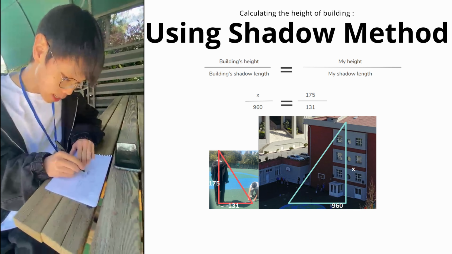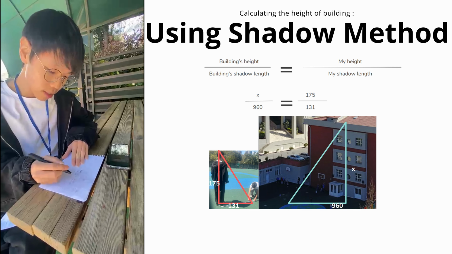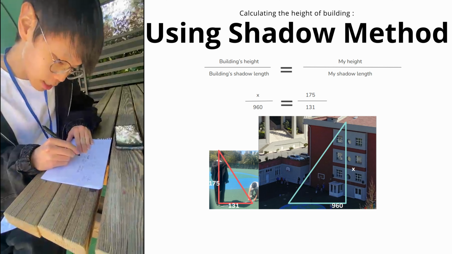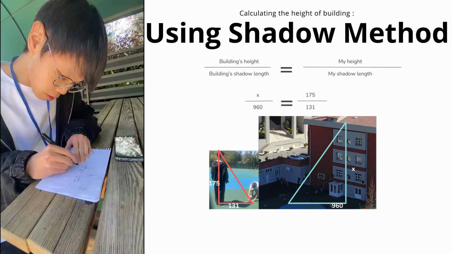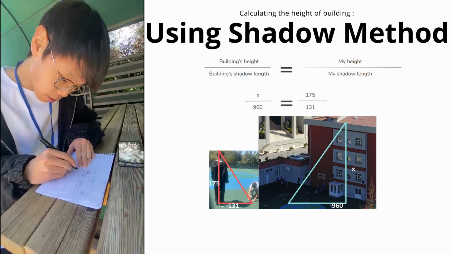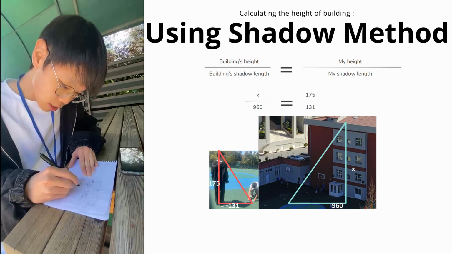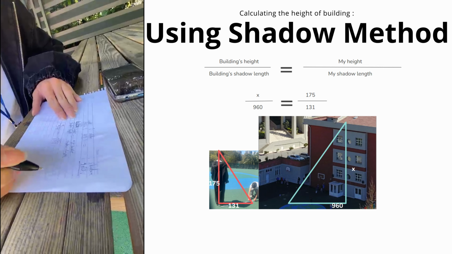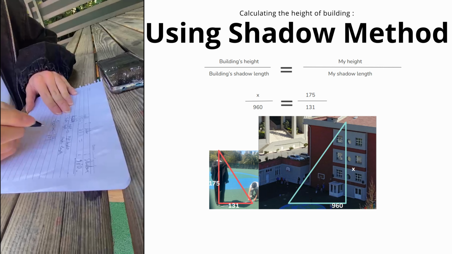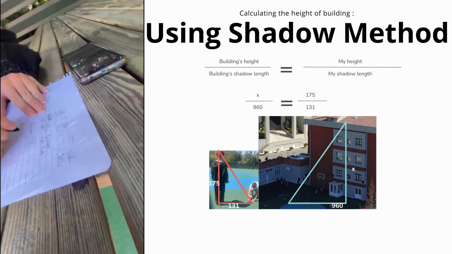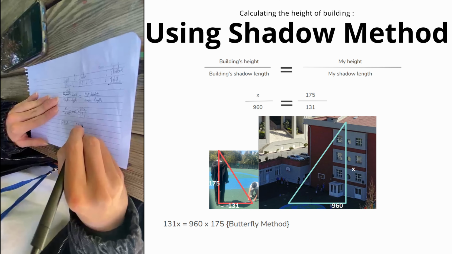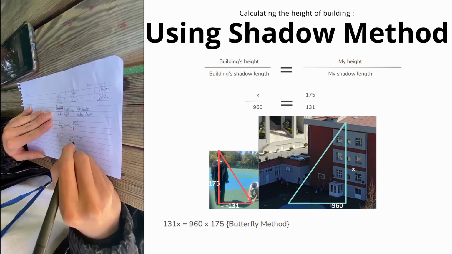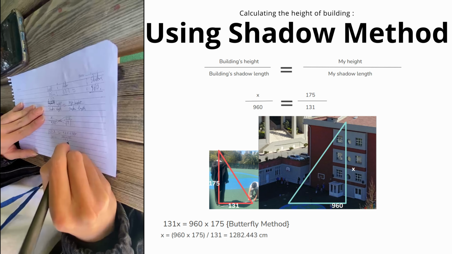So we use the formula: the building's height over shadow length is equal to my height over shadow length. We substitute them, so we calculate x, the building's height, over 960, which is equal to my height over my shadow length. We get the proportion using the butterfly method: 131x is equal to 960 times 175, and x is 960 times 175 over 131.